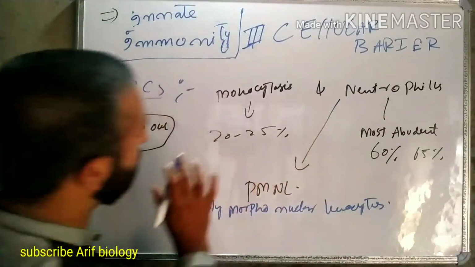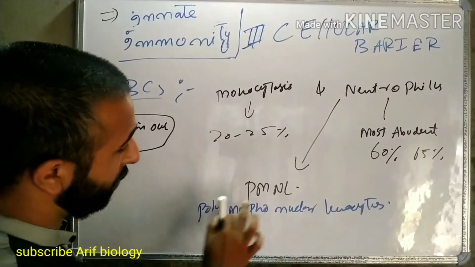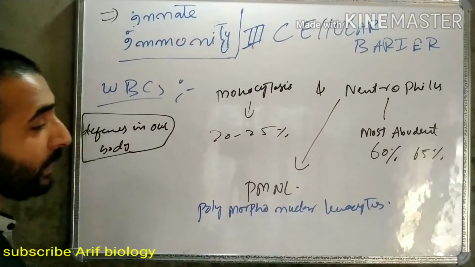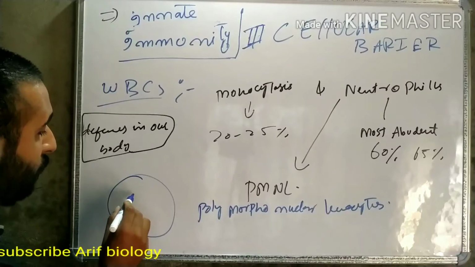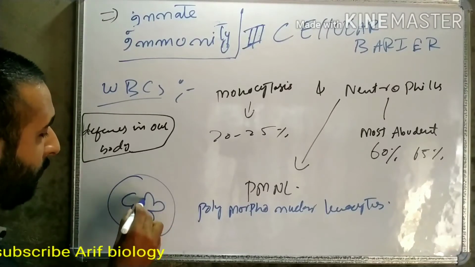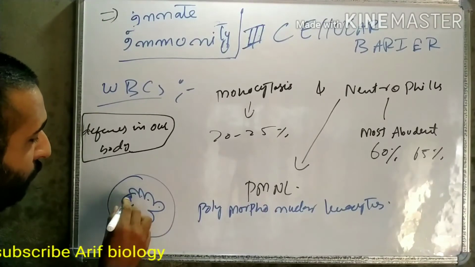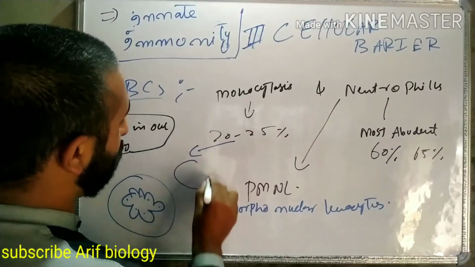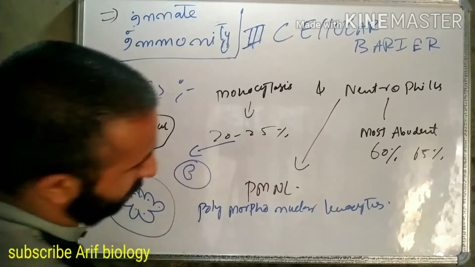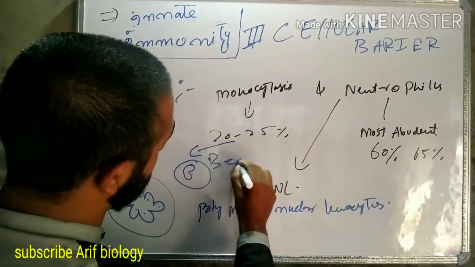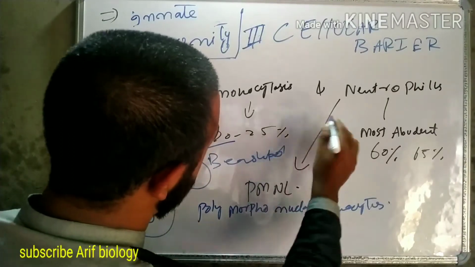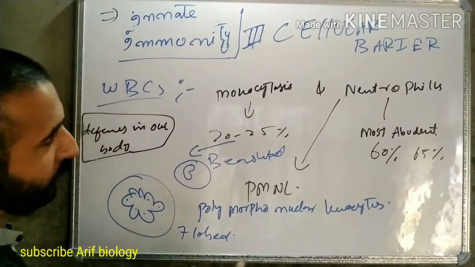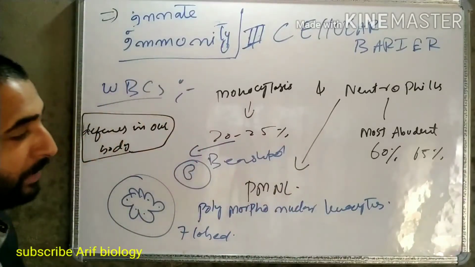Leukocytes are WBCs. P stands for poly, M stands for morpho, N stands for nuclear, L stands for lymphocytes. Their nucleus is polymorphic, meaning it has 7 lobes: 1, 2, 3, 4, 5, 6, 7. Monocytes have a nucleus which is bean shaped, and neutrophils have 7 lobes, or we can say multi-lobed, and neutrophils are also known as PMNL.